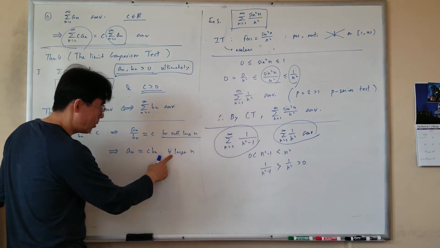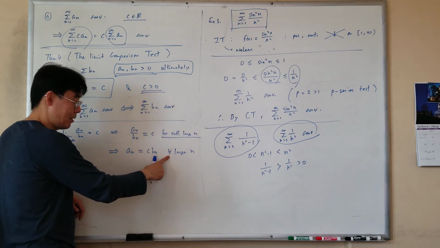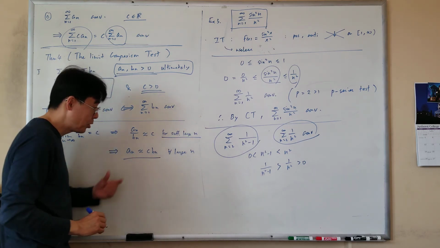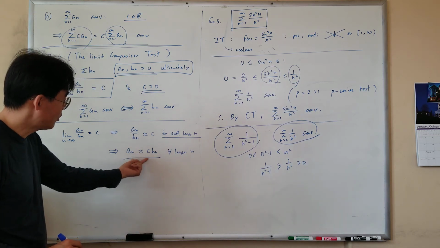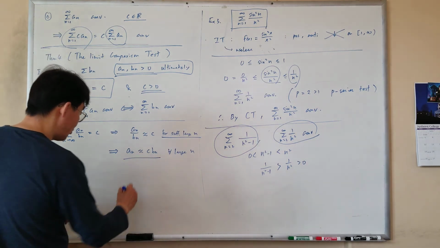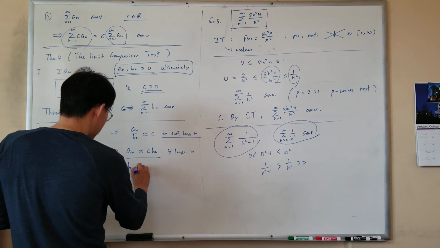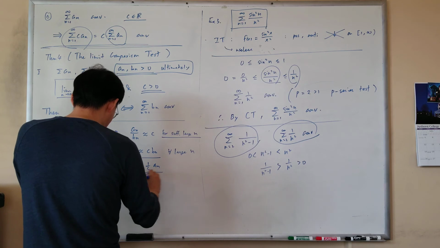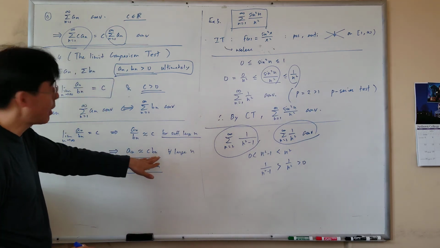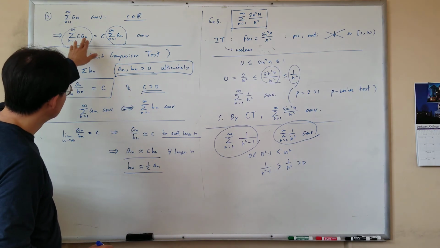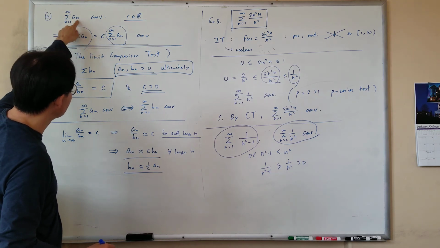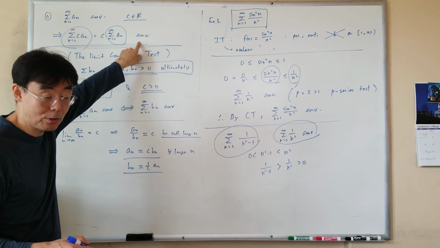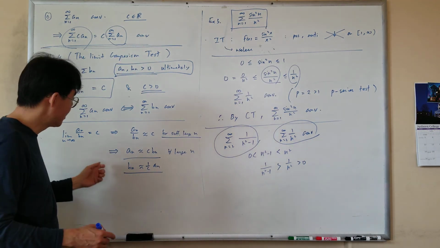The upside-down A means for all, for all sufficiently large n. So they are almost constant multiples of each other. Or you can write it, bn is 1 over c times an, because c is a positive number. They are almost constant multiples of each other. We saw that a constant multiple of a convergent series is convergent. A constant multiple of a divergent series is also divergent. See? This is why.